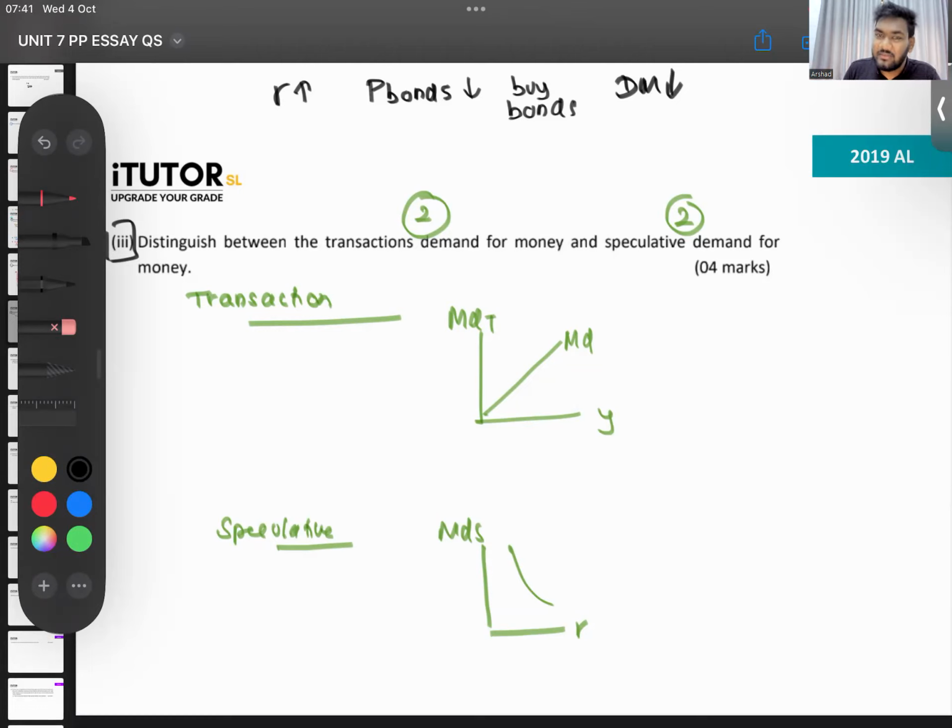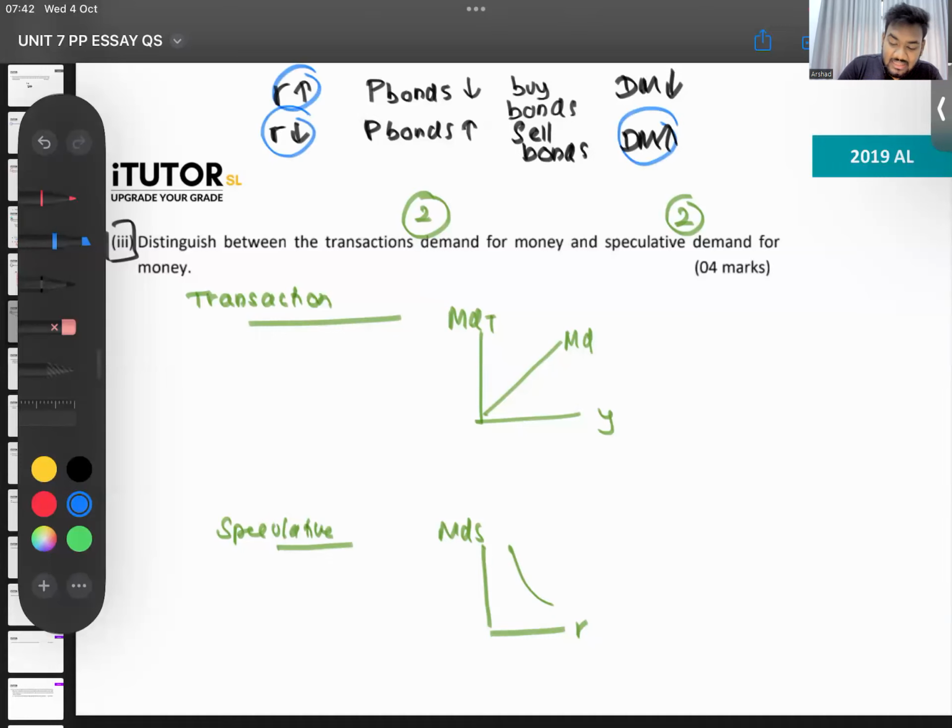Same thing happens the other way. When interest rates come down, the price of bonds goes up. So when the price of bonds goes up, what do people do? People now sell their bonds. So when they sell their bonds, what happens? Now they get money. So when they get money, the demand for money under speculative motive goes up. Here, there is a negative relationship between interest rates and the demand for money.